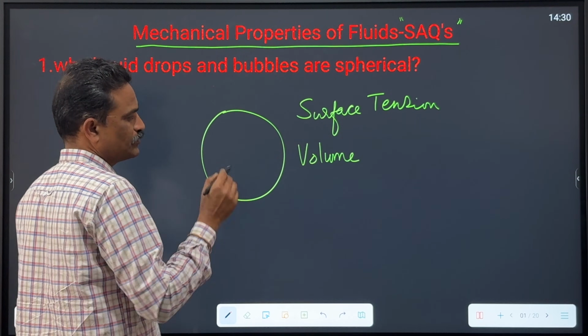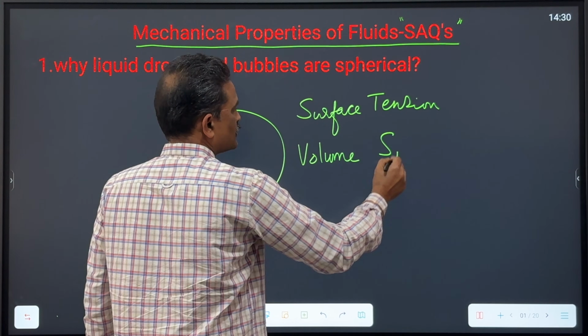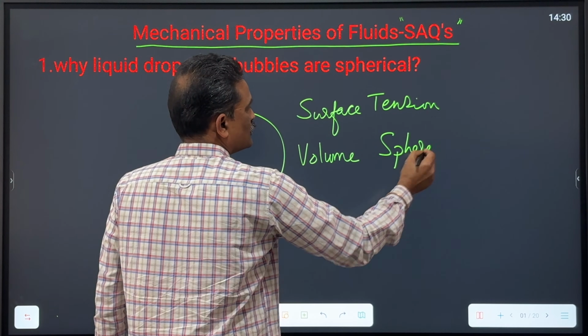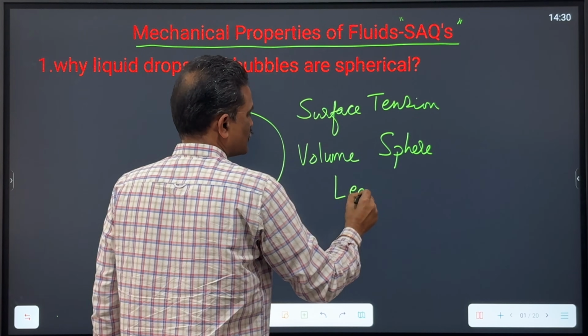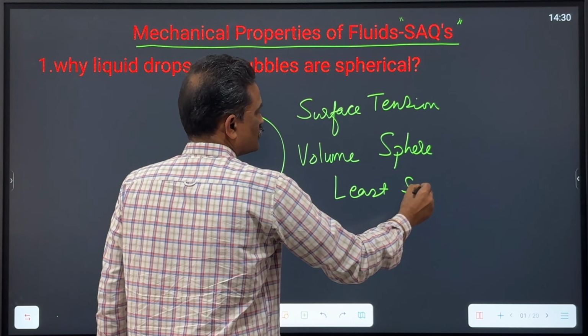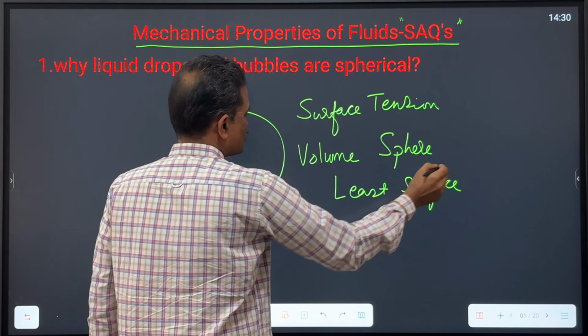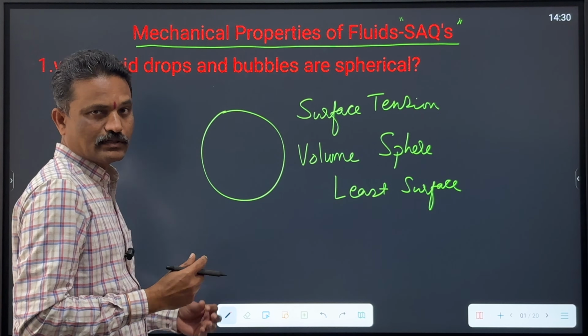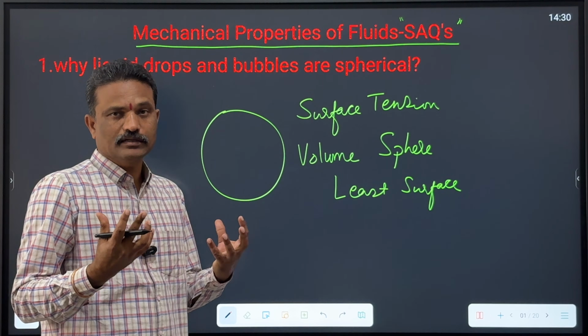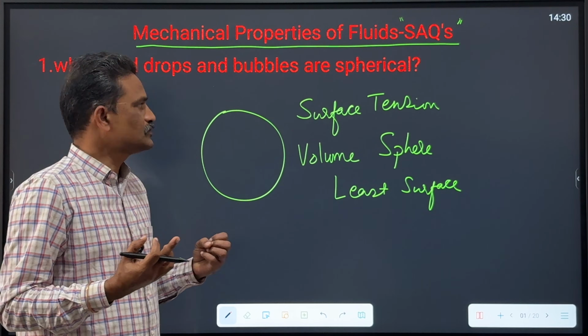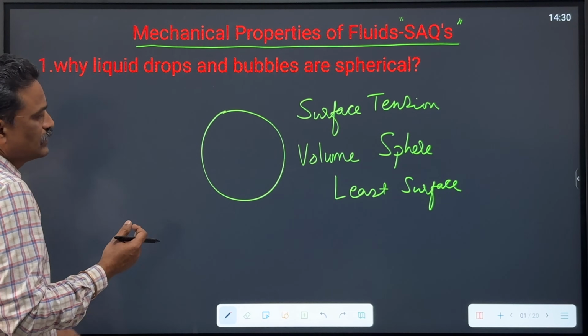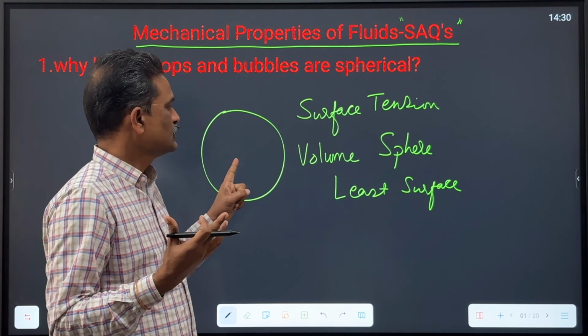For a given volume of the liquid, a sphere has the least surface area. Always a liquid surface tries to gain minimum surface area. So that minimum surface area is possible only in the sphere.